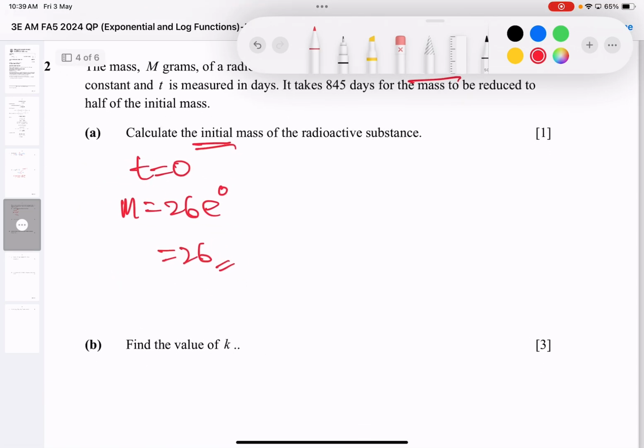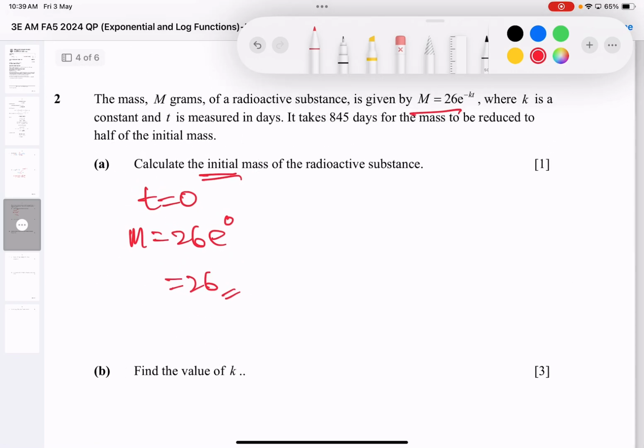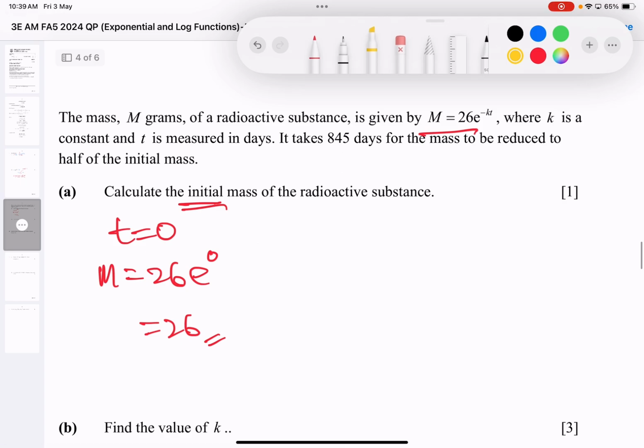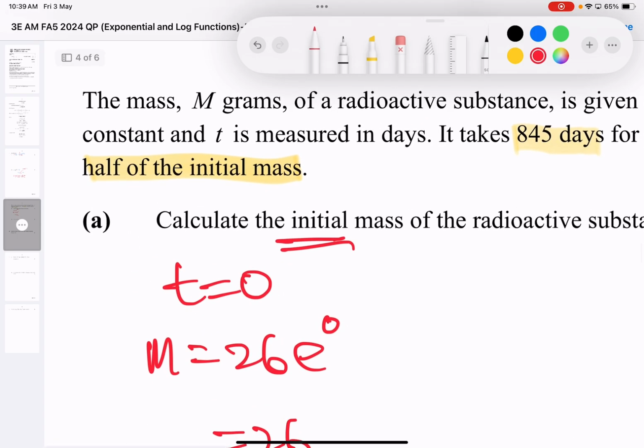Next one. Find the value of k. Let us read this question. It tells us that at 845 days, the mass is reduced to half of the initial mass. Half of the initial mass means reduced to how much? Half. 50%. So what is the number? 13. Alright, it's 13.